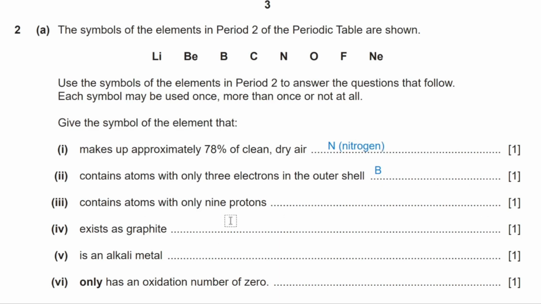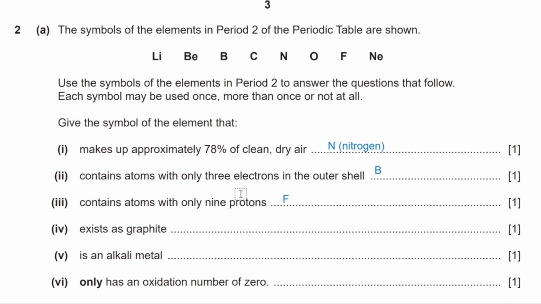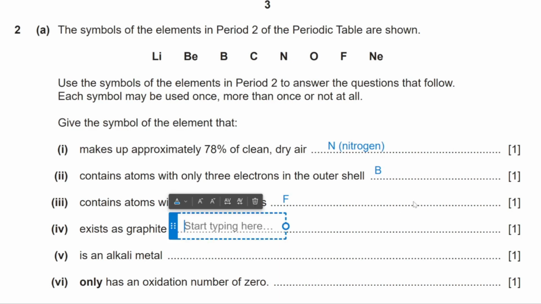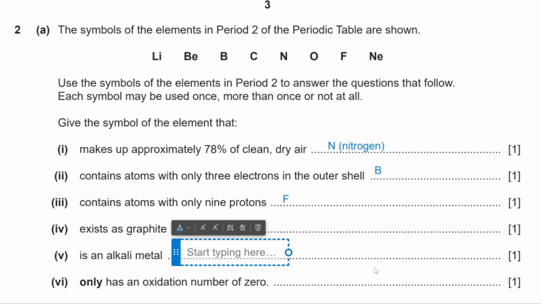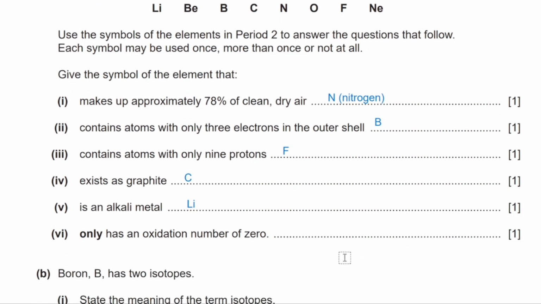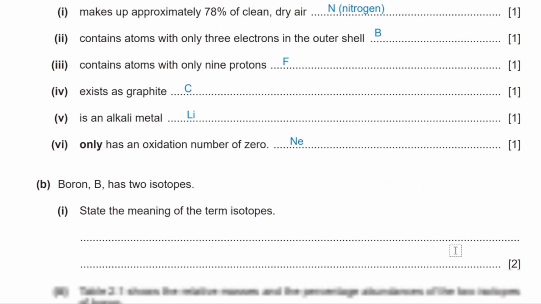Contains atoms with only 9 protons. Again, the answer comes from the periodic table. Fluorine. Exists as graphite. Graphite forms from carbon, so our answer for part 4 is C. 5 is an alkali metal. That's Li, lithium. 6 only has an oxidation number of 0. That means it does not gain or lose electrons, so that would be neon, which is part of group A.